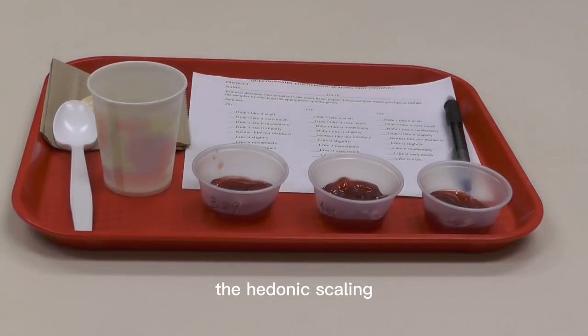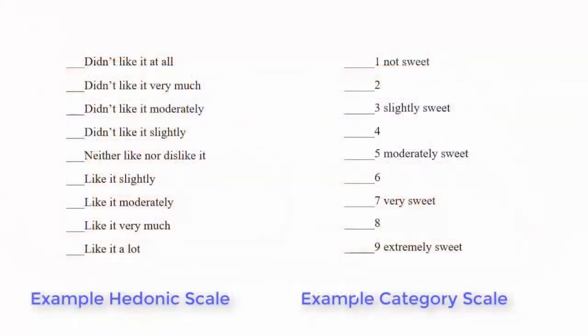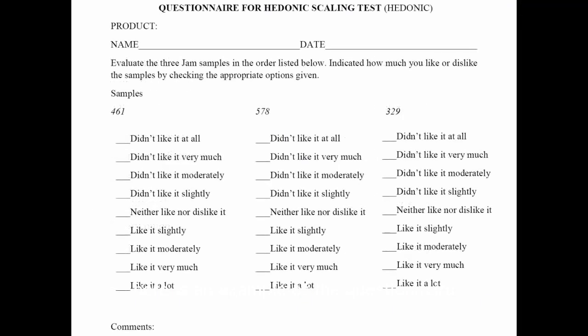The hedonic scaling test is typically used to measure the degree of liking of a sample by consumers. This scale is very similar to the category scale as it includes a series of statements which allows the panelists to express a varying degree of preference for the sample. The scale can be converted numerically and subsequently analyzed through statistical analysis. Here is an example of the questionnaire. The samples are in random 3-digit codes and presented in randomized order to the panelists.